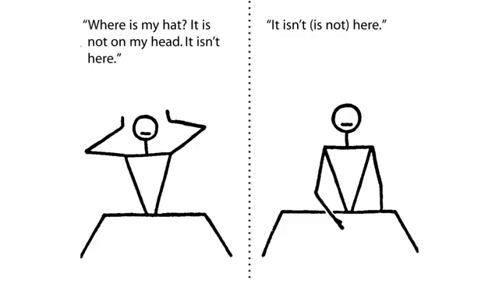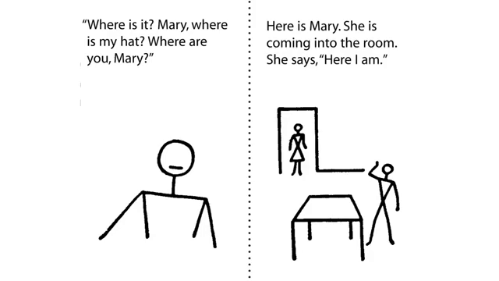Where is my hat? It is not on my head. It isn't here. Where is it? Mary, where is my hat? Where are you, Mary? Here is Mary. She is coming into the room. She says, "Here I am."